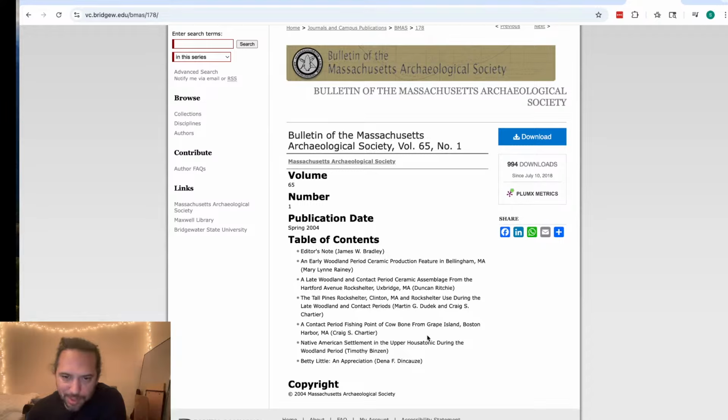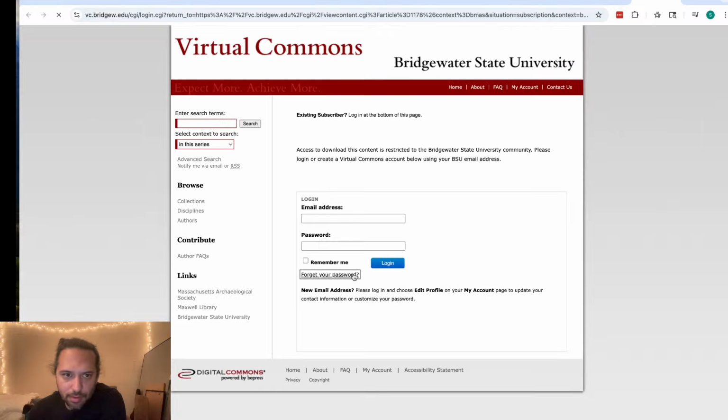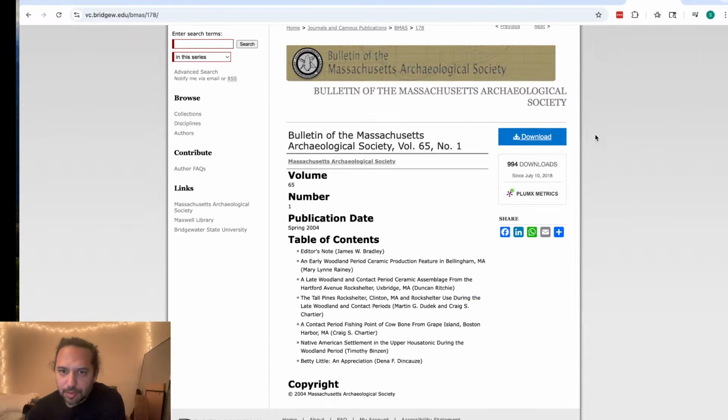Let's just accept all the cookies, you know? I want all the cookies. Can we just download it? Nope. I have a trick to get papers, but I don't want to. A little trick. Do we need this one? Bulletin of Massachusetts Archaeology. Late contact ceramic assemblage from Hartford Avenue, Rockbridge, Massachusetts. Tall Pines Rock Shelter, Clinton, Massachusetts.